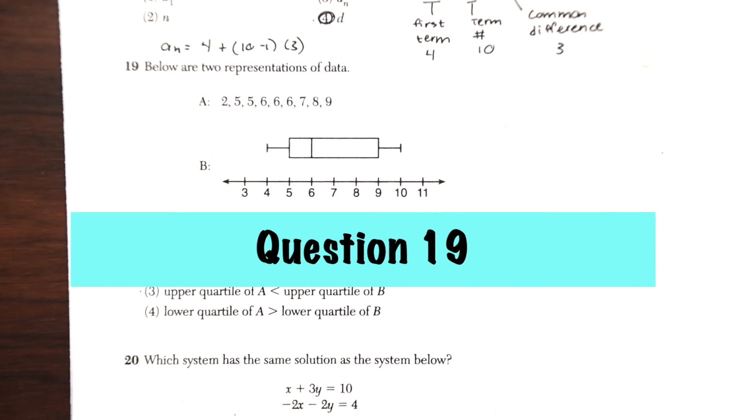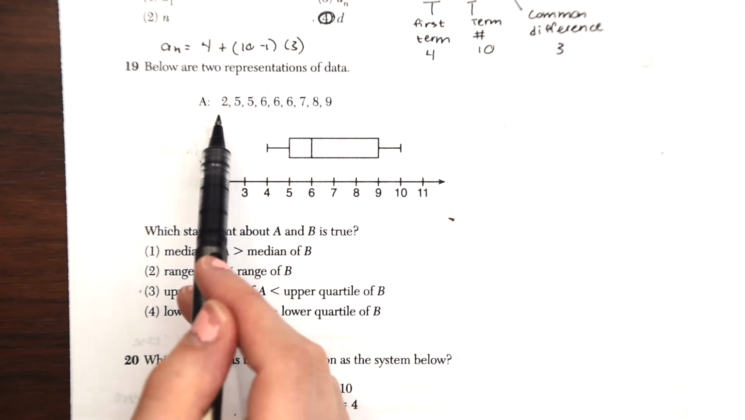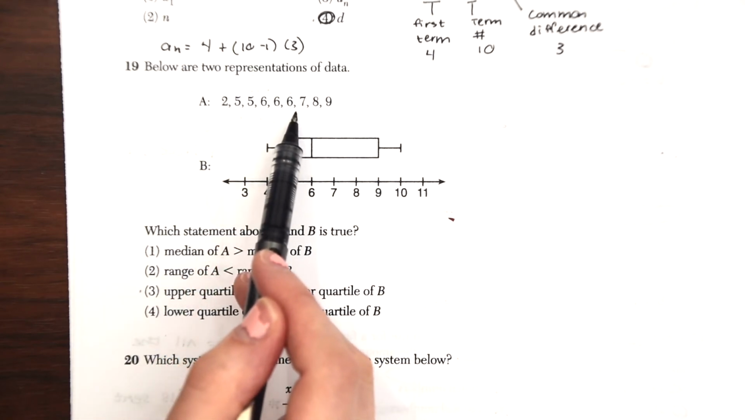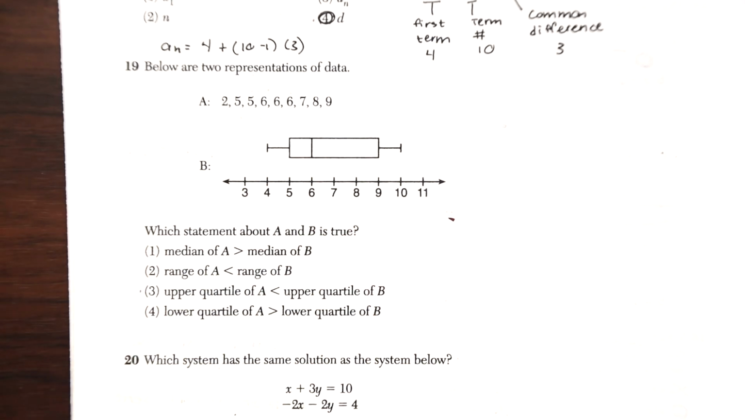Question number 19. Below are two representations of data. So we have A, and then we have all these numbers, 2, 5, 5, 6, 6, 6, 7, 8, 9. And then we have B, a box plot here. And then they want to know which statement about A and B is true. So notice they compare their medians. Median of A is greater than median of B. And then they have the range of A is less than range of B. And then it has the upper quartiles and the lower quartiles. And we're comparing each of these things. So that means we're going to have to find each of these things for both.